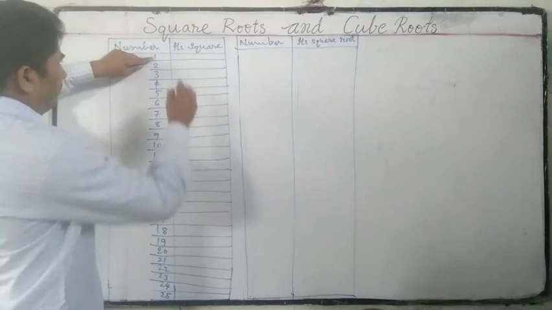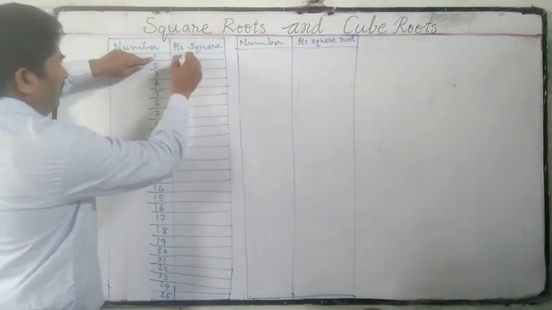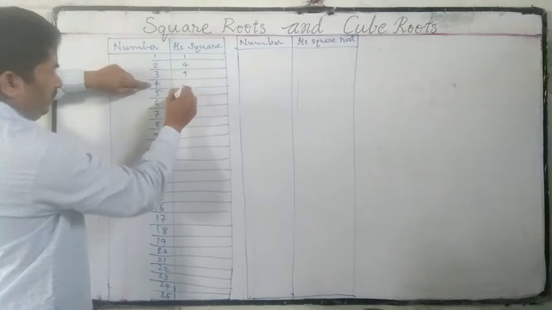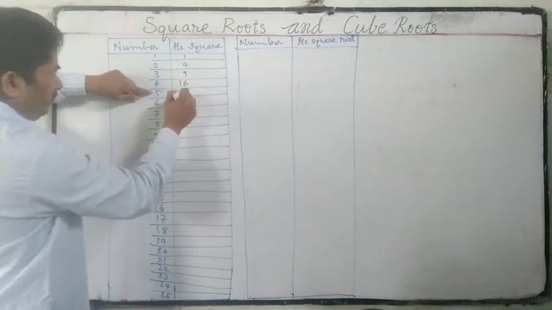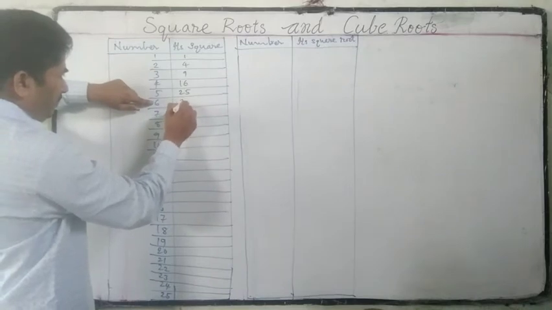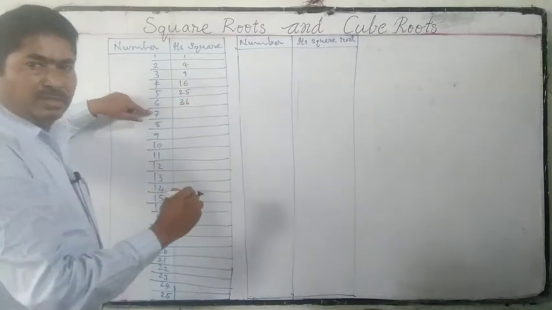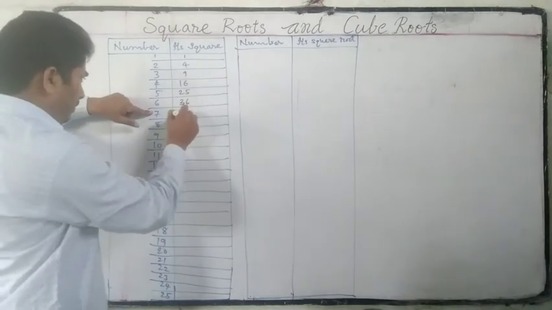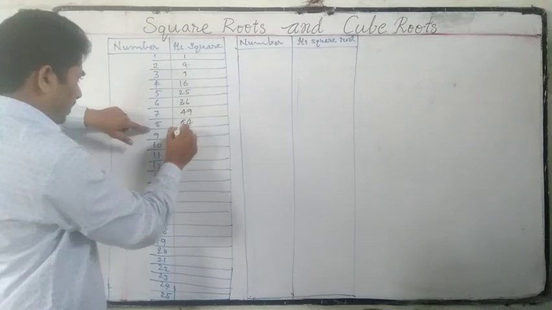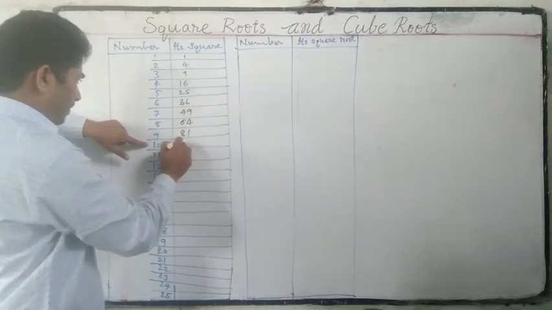Square of 1, 1 square, 1 1 is 1. Square of 2, 2 2 is 4. Square of 3, 3 3 is 9. Square of 4, 4 4 is 16. Square of 5, 5 5 is 25. Square of 6, 6 6 is 36. Square of 7, 7 7 is 49. Square of 8, 8 8 is 64. Square of 9, 9 9 is 81. Square of 10, 10 10 is 100.